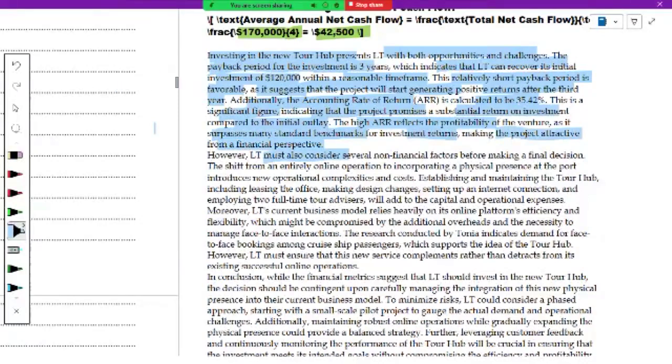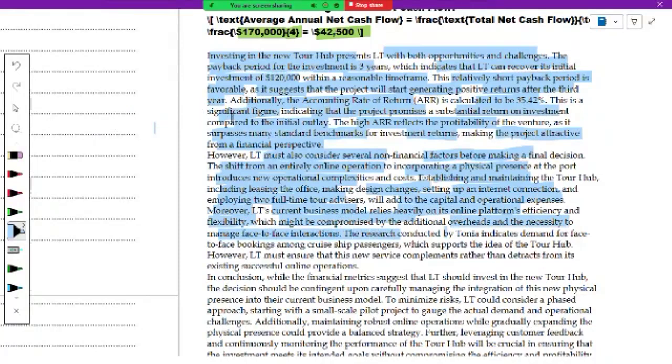However, LT must also consider several non-financial factors before making a final decision. The shift from entirely online operations to incorporating a physical presence at the port introduces new operational complexities and cost. Establishing and maintaining the tour hub, including leasing the office, making design changes, setting up an internet connection, and employing two full-time tour advisors will add to the capital and operational expenses. Moreover, LT's current business model relies heavily on its online platform's efficiency and flexibility, which might be compromised by the additional overheads and the necessity to manage face-to-face interactions.